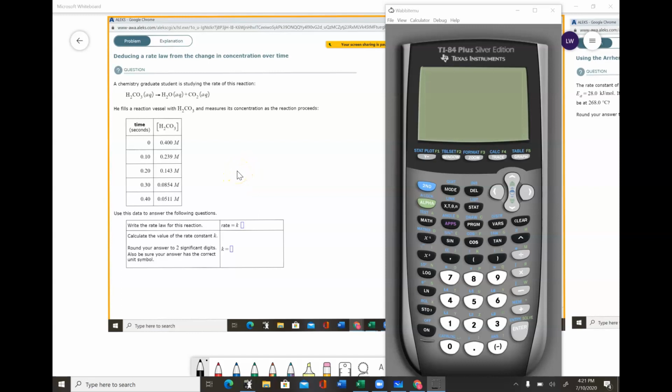First of all, I'm going to set up a stat plot with my table in there. I'm going to go stat, and then select number 1, which is edit. And in list 1, I'm going to put all of my time data. So 0, 0.1, 0.2, 0.3 and 0.4.